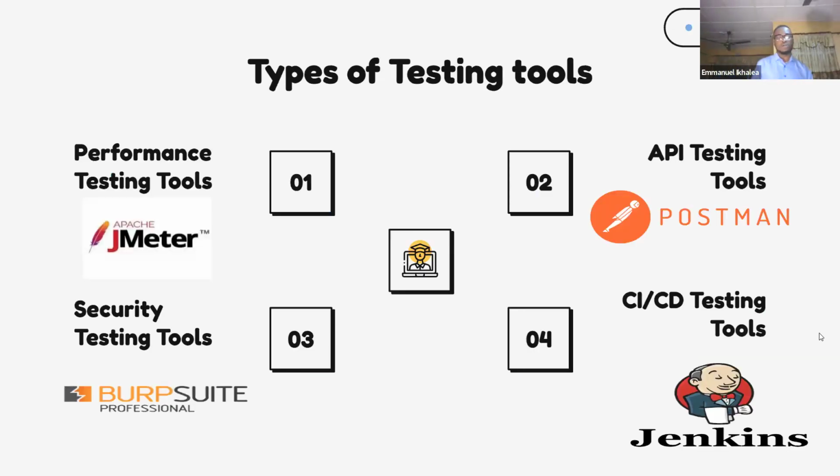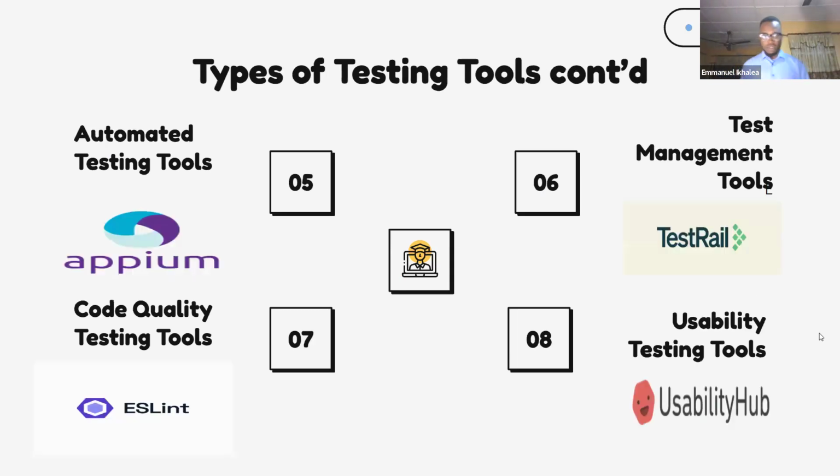Our testing tools are divided into different categories based on use. For performance testing, a popular example of a tool is JMeter. A popular example for API testing is Postman, and for CI/CD testing we have Jenkins. Here are more categories with more examples. For automated testing, we have Appium, and for code quality testing, we have ESLint.